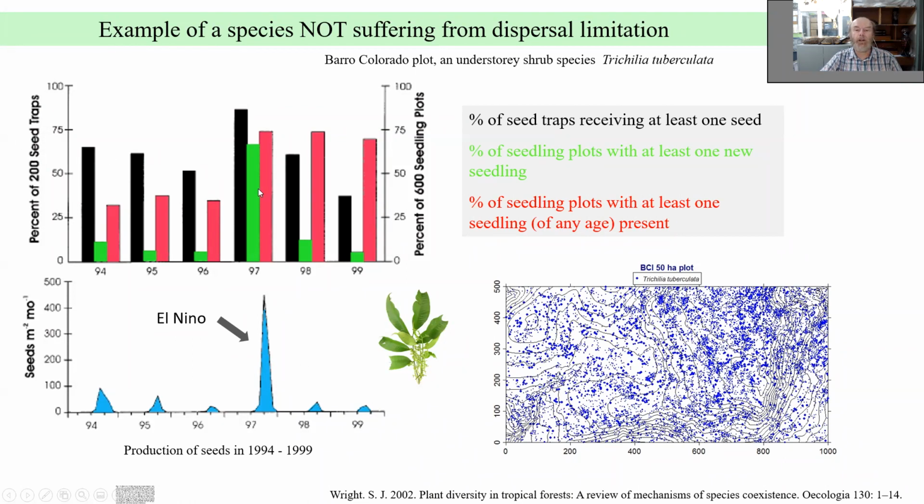Yeah, this is again graph for Trichilia, but for seedlings. The black ones are the percentage of seed traps receiving at least one seed. So in the 97 years, it was not quite 100% of traps, but still high. And then you look at the seedlings there in these places. And so red are the percentage of seedling plots with at least one seedling of any age present. So we don't care if it arrived the same year as we do measurement, or it is there from the past. The main thing is it's there.